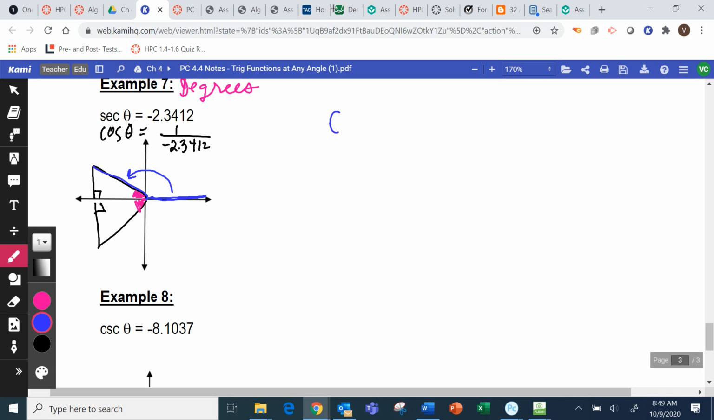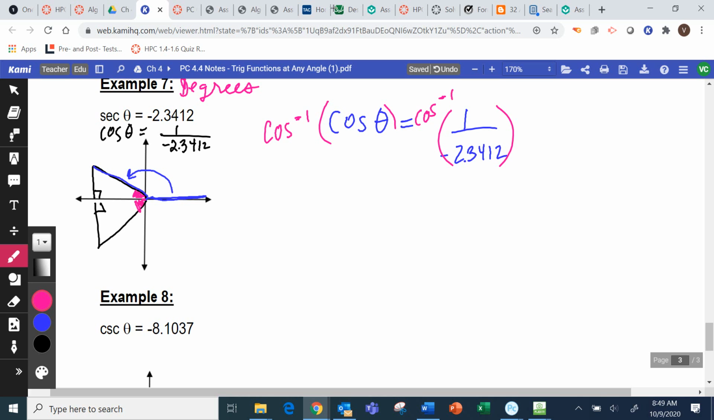So my equation is going to actually be cosine theta is equal to 1 over negative 2.3412, or pull the negative out if you so choose. But it's just part of the problem. That's why I'm not simplifying it. So I have to use cosine inverse. That's going to cancel out cosine. That's going to give me theta.